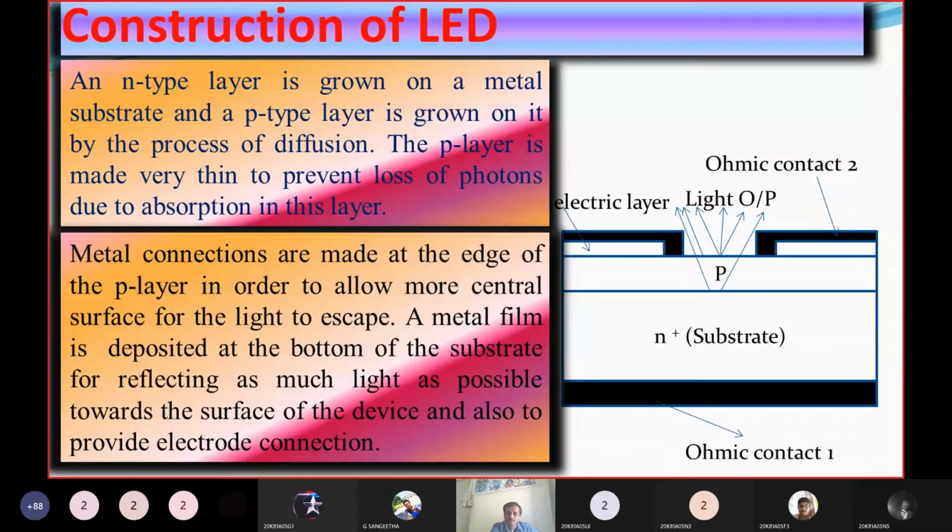Now here, an N-type layer is grown on a metal substrate and a P-type layer is grown on it by the process of diffusion. The P layer is made very thin to prevent loss of photons due to absorption in this layer. See here, initially we are taking one metal substrate.